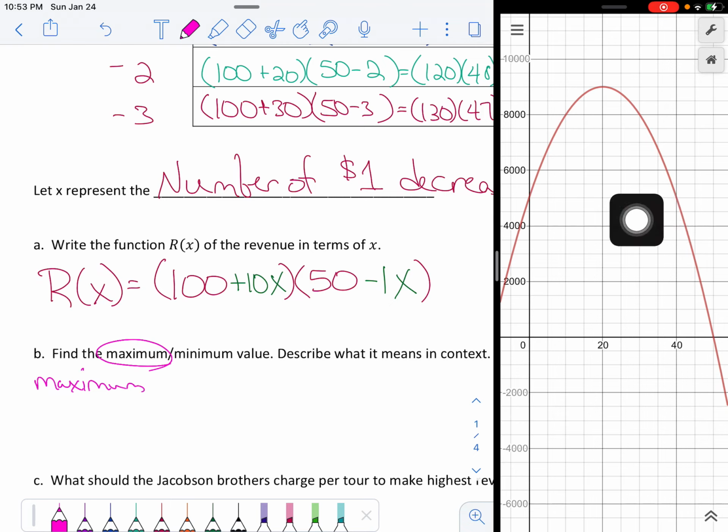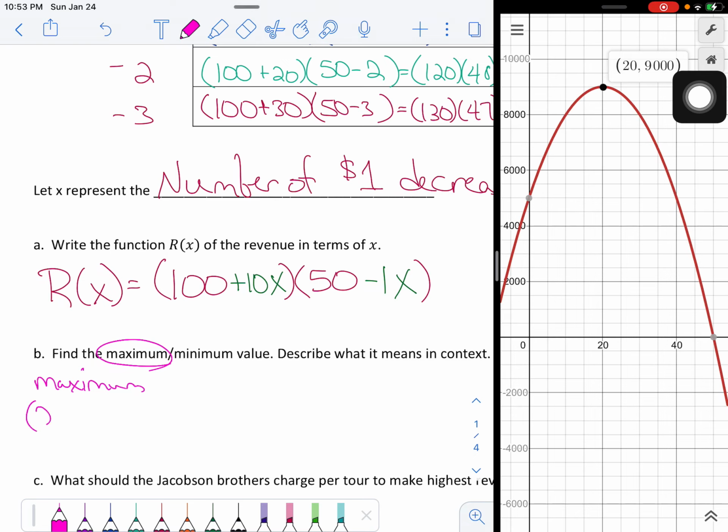Find the maximum value. So remember to do this in Desmos, just tap on the curve anywhere. It'll darken and it will also create these little gray dots that are key pieces of information. So we're going to find the tallest one here, the highest one. So the maximum is 29,000. So describe what it means in context.